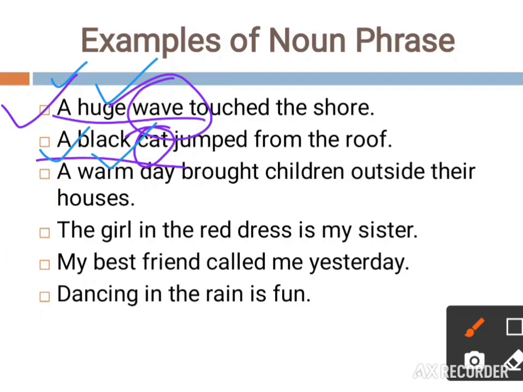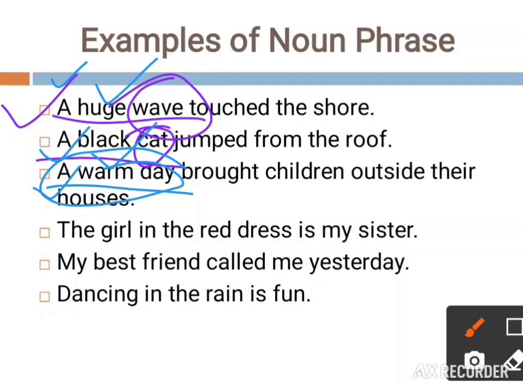The third one, a warm day brought children outside their houses. What brought the children outside their houses? A warm day. So a warm day here is a noun phrase. Again determiner, warm is the adjective of the noun day.